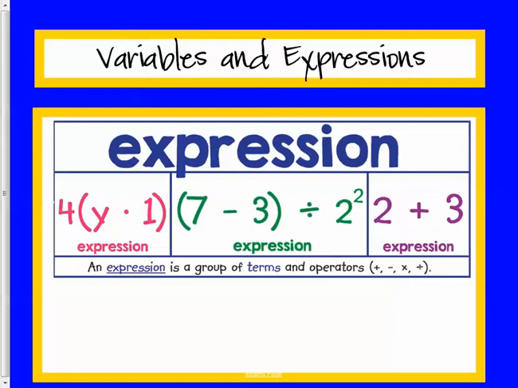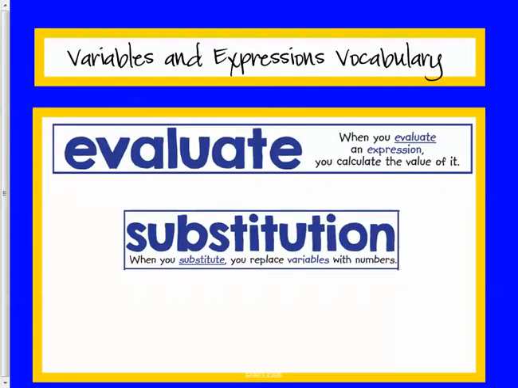Hey guys, today we are evaluating expressions with variables. So remember that an expression is a group of terms and each one of them uses order of operations. Okay, so we are going to evaluate. What does it mean when we evaluate? It means we calculate the value. Basically, you're going to find the answer, and it needs to be a numerical answer in this case. So when we substitute, we replace variables with numbers.